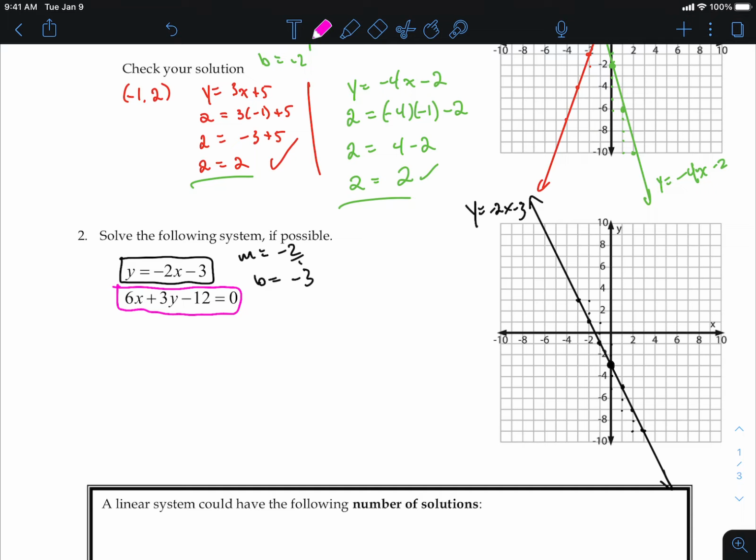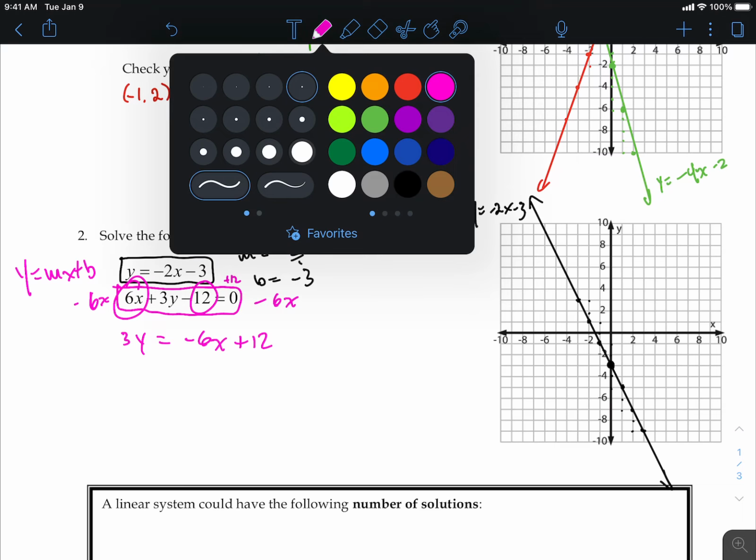Okay? So I just need it just like above, okay? So I'm going to bring the 6 over to the other side. It's 3y, and I'm going to bring the 12 over too. 3y is equal to -6x plus 12. Everybody okay with what I did? I just subtracted 6x from both sides. And then I added 12 to both sides. That's all I did, okay? And that's how I got to this stage here.